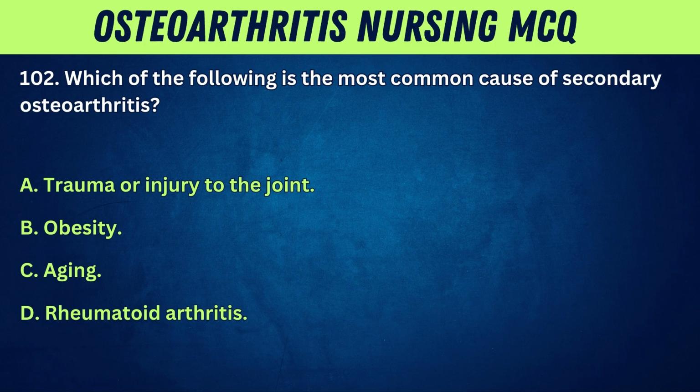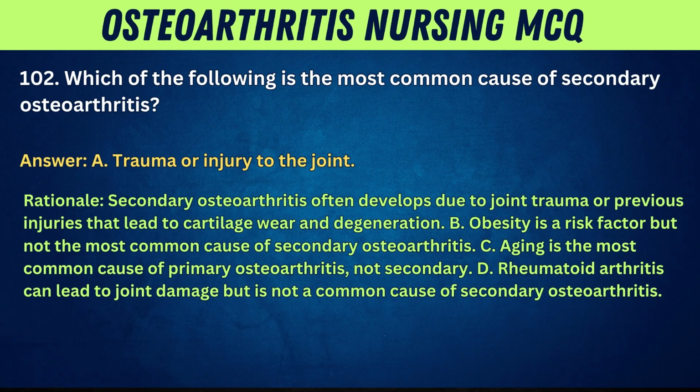102. Which of the following is the most common cause of secondary osteoarthritis? A. Trauma or injury to the joint. B. Obesity. C. Aging. D. Rheumatoid arthritis. Answer: A. Trauma or injury to the joint. Rationale: secondary osteoarthritis often develops due to joint trauma or previous injuries that lead to cartilage wear and degeneration.